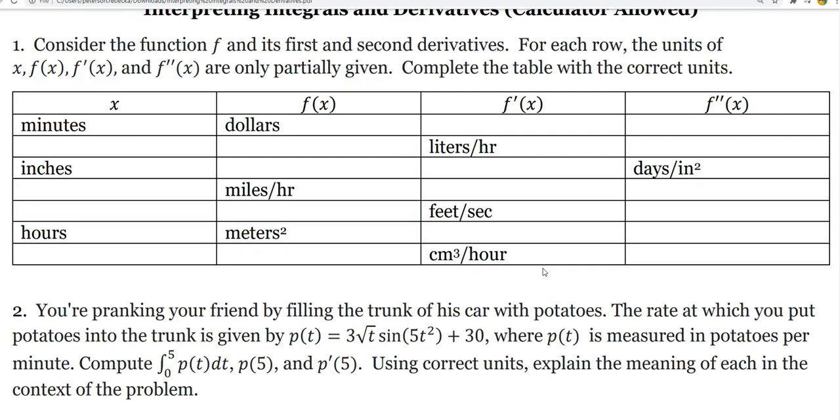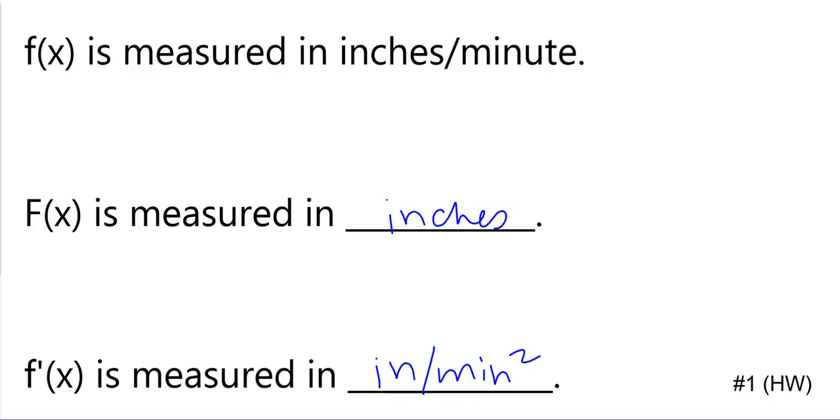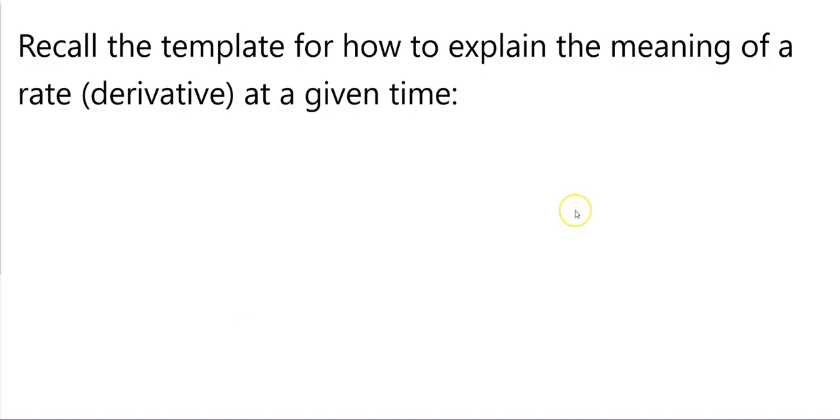And then it says compute the integral from 0 to 5 of p of t dt, little p of 5, and little p prime of 5. So we're going to do all of that computing on Desmos. And then it says, using correct units, explain the meaning of each in the context of the problem. Okay, so before we go into computing all of this, let's do a quick review of how we explain the meaning of a rate, a derivative at a given time, because we've got really two rates going on, because p is a rate, and then we're going to take p prime as well.